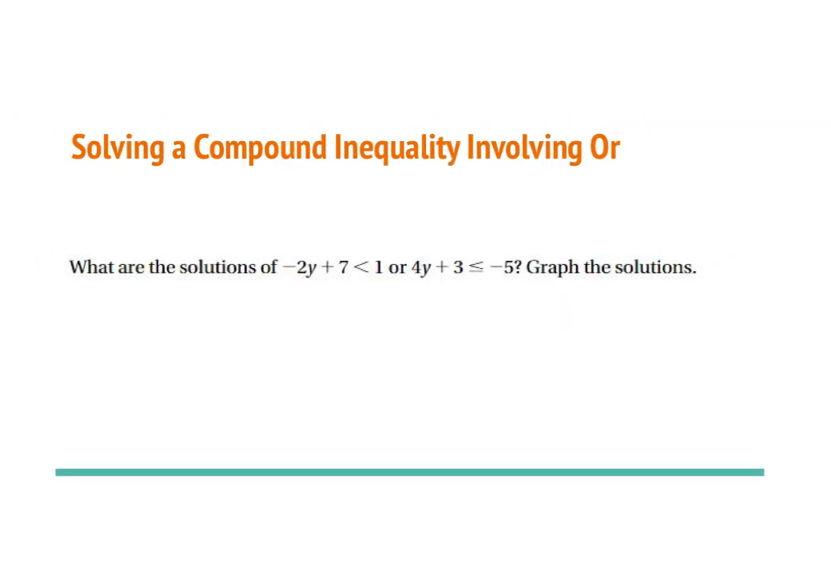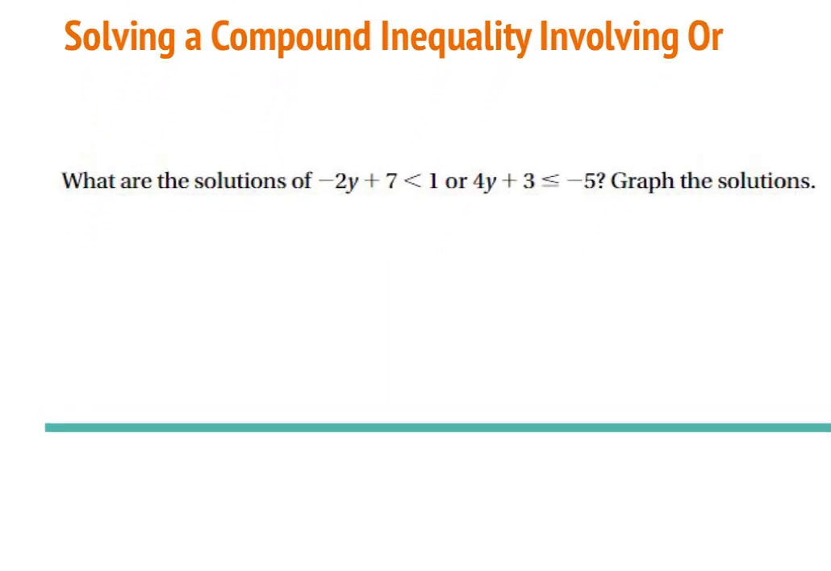All right, solving a compound inequality involving or. Here's some more. -2y plus 7 is less than 1. We're going to subtract 7 from both sides. We're going to get -2y is less than -6. Divide by -2, divide by -2. Don't forget to flip your sign. And this becomes y is greater than 3.